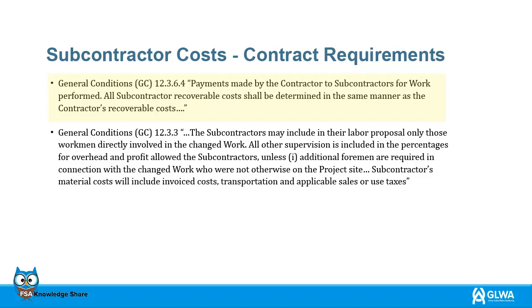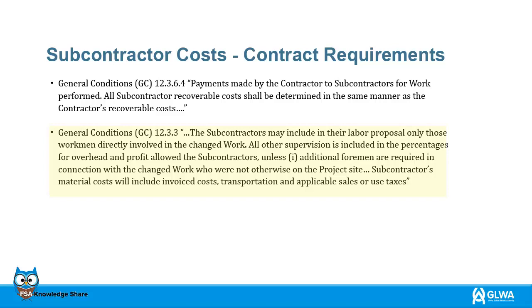General Conditions 12.3.6.4. Payments made by the contractor to subcontractors for work performed. All subcontractor recoverable costs shall be determined in the same manner as the contractor's recoverable costs. General Conditions 12.3.3. The subcontractors may include in their labor proposal only those workmen directly involved in the changed work. All other supervision is included in the percentages for overhead and profit allowed the subcontractors, unless 1. Additional foremen are required in connection with the changed work who were not otherwise on the project site.